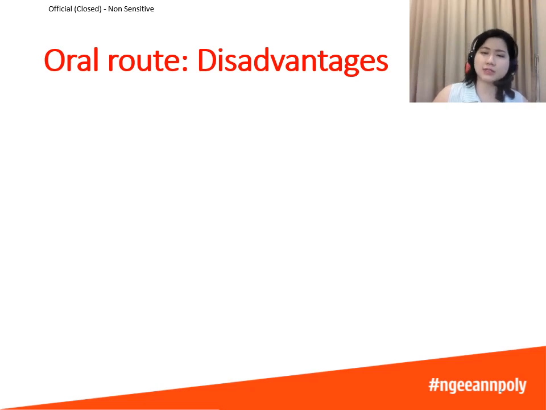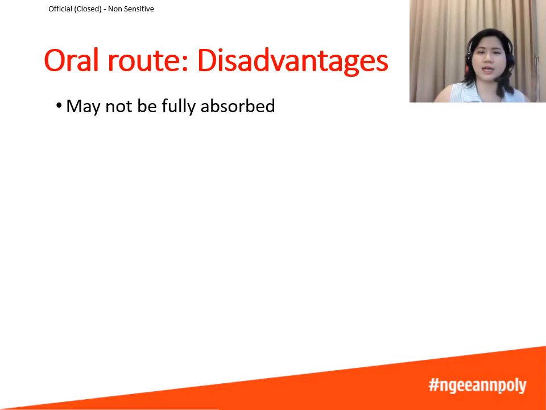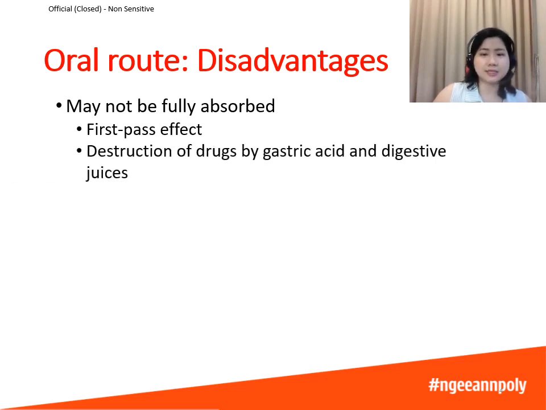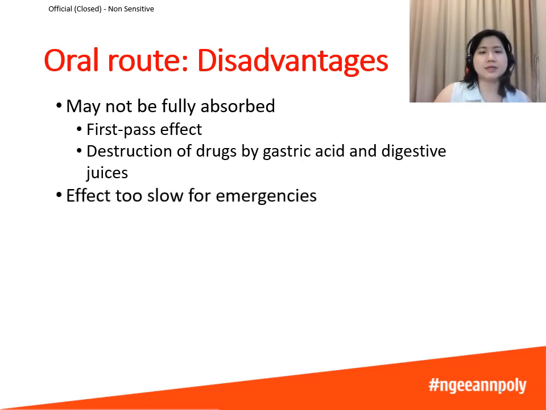However, there are also some disadvantages to the oral route. Not all drugs are well absorbed. Some drugs experience high first-pass effect, which I will explain in a bit. Some drugs are destroyed by stomach acid and enzymes. It takes time for drugs to reach the gastrointestinal tract and get absorbed into the body. Therefore, the effect would be too slow in an emergency situation.